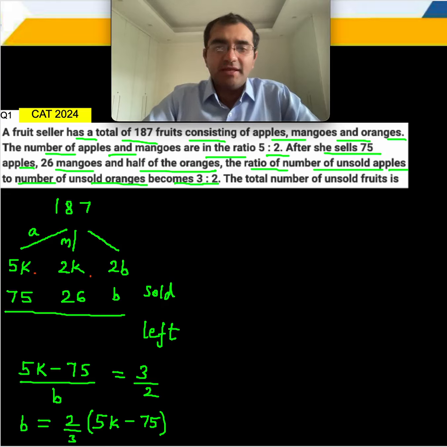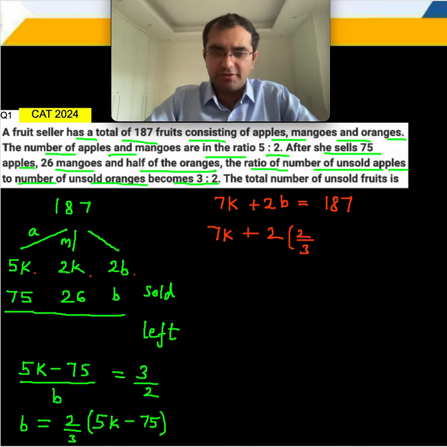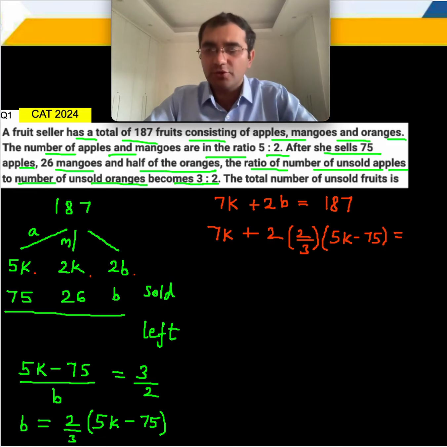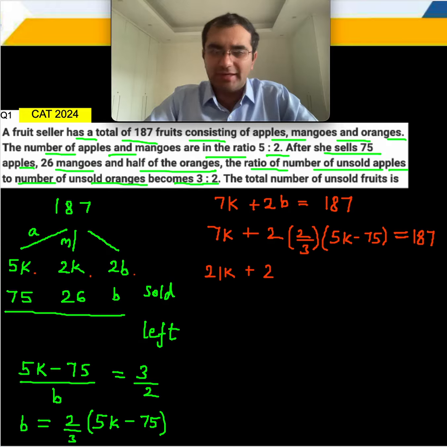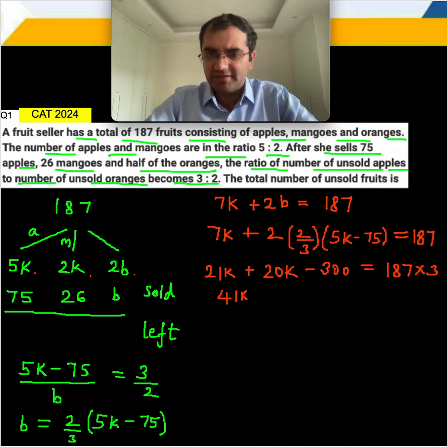Okay. Then what is the total of the apples, mangoes and oranges? 5k plus 2k, 7k plus 2b is 187. We will fit b in from below. Put b over here, 2/3 (5k minus 75). You get a total of 187. Taking the LCM: 7 3s are 21k, plus 2 into 2/3 of 5k, that is 20k, minus 2 2s are 4 into 75, 300, equals 187 into 3. From this you get k directly. So 41k is 861. k turns out to be 21.